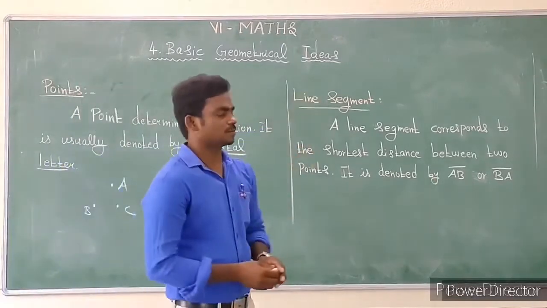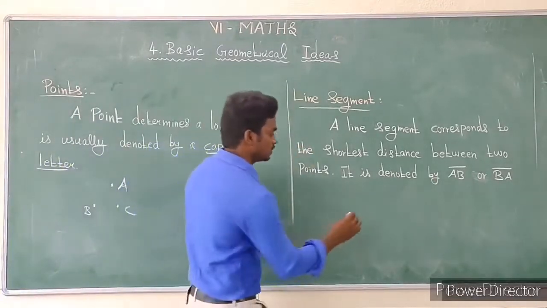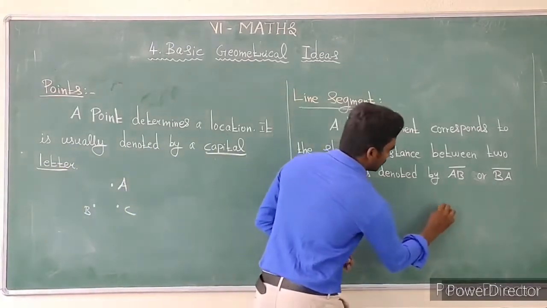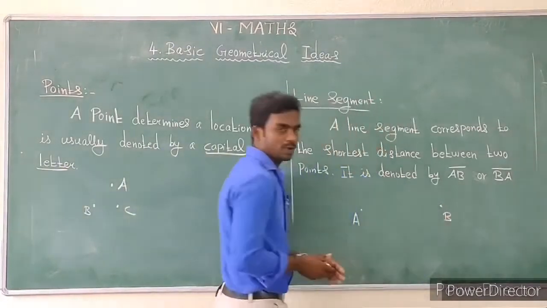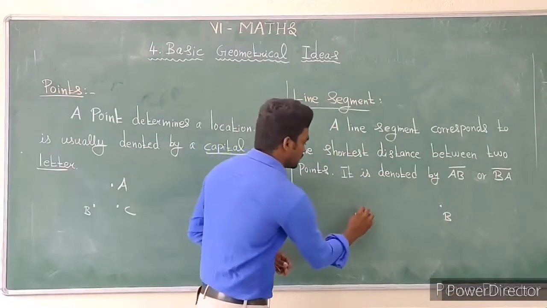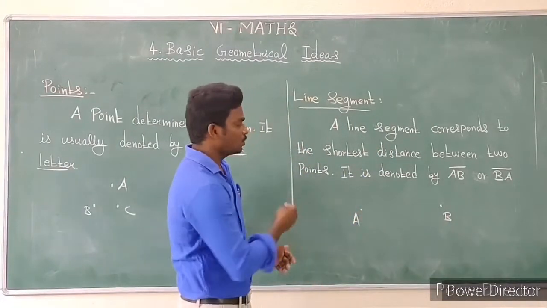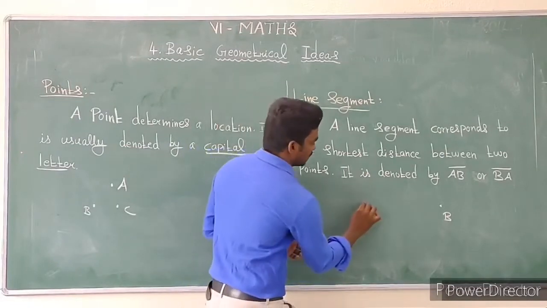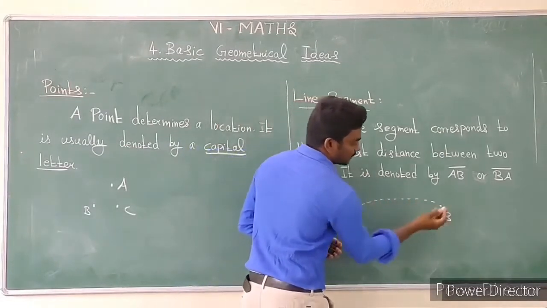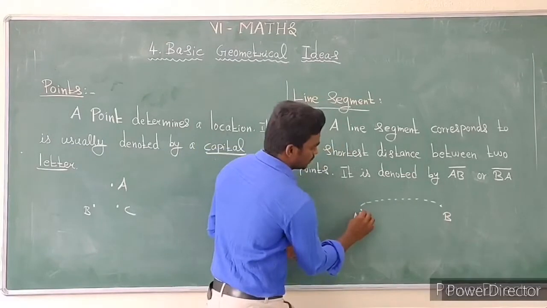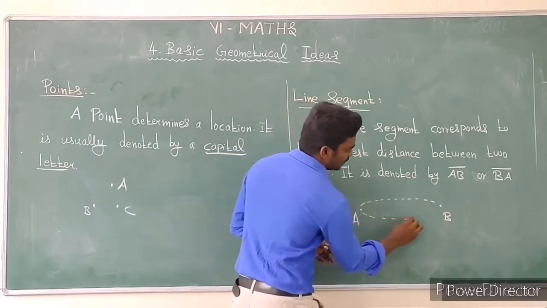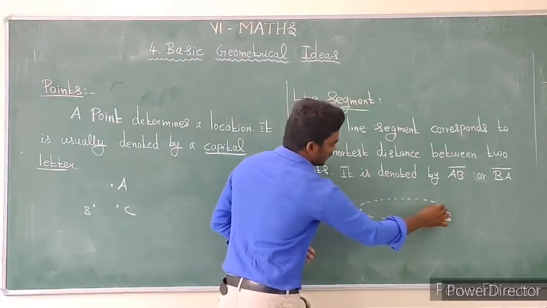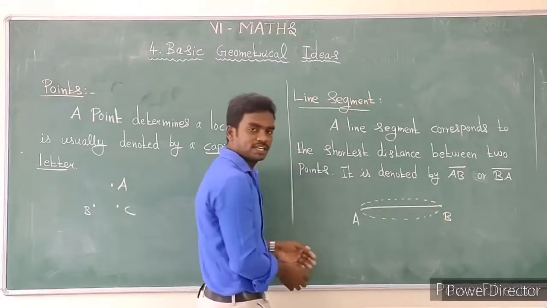Next, let us see what a line segment is. Consider these two points, point A and point B. We know what a point is, right? So we consider these points A and B. How do we join these two points? We can join them in many ways. We can join them like this, or another method, we can join them like this way also. Another method is to draw a straight line.